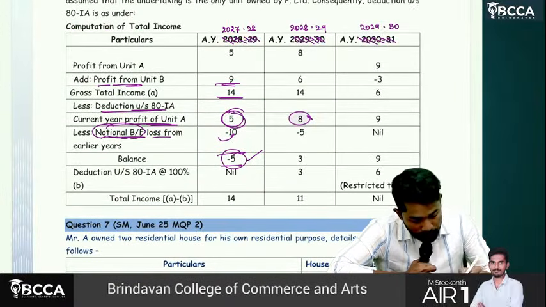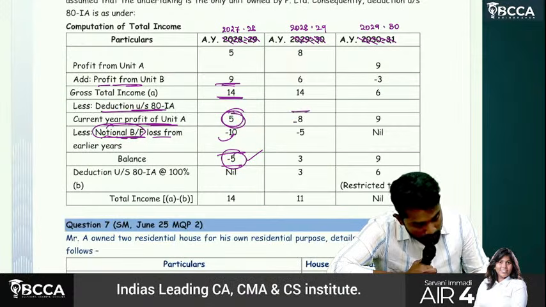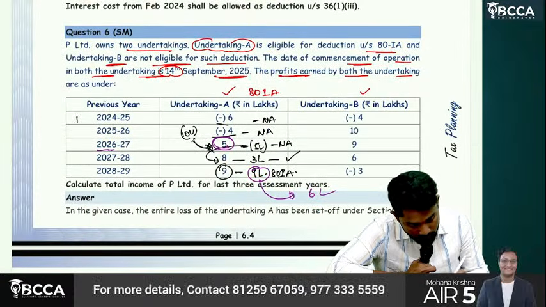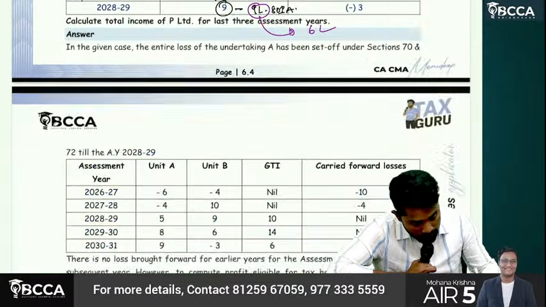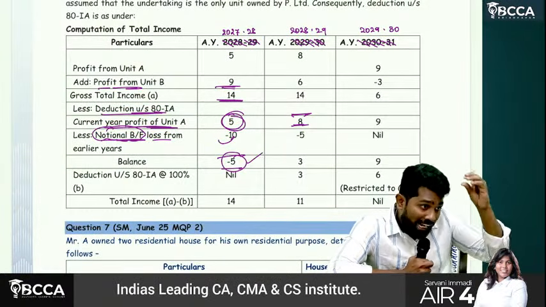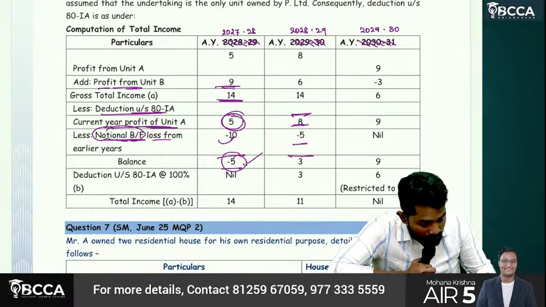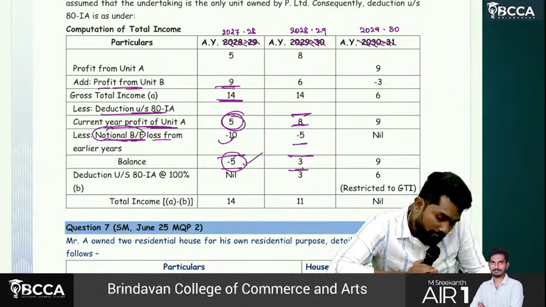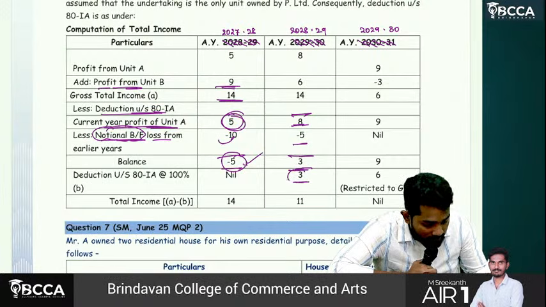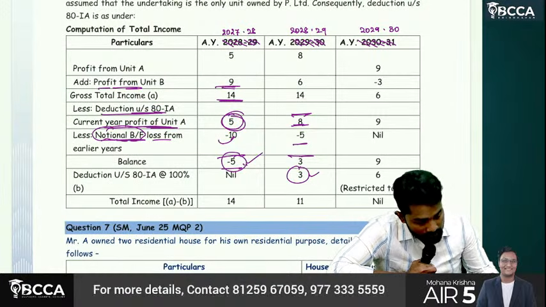Second year if you go. Second year, sir, again, what is the profit? I mean, not second year, sir. This is 1, 2, 3. Come to fourth year. Fourth year, what is the profit they are having, sir? 8. But last year still brought forward loss is there. How much? 5. Adjust that 5 also. How much is there? 3. That 3 can be claimed as deduction. So deduction under 80IA is how much? 3 lakhs.